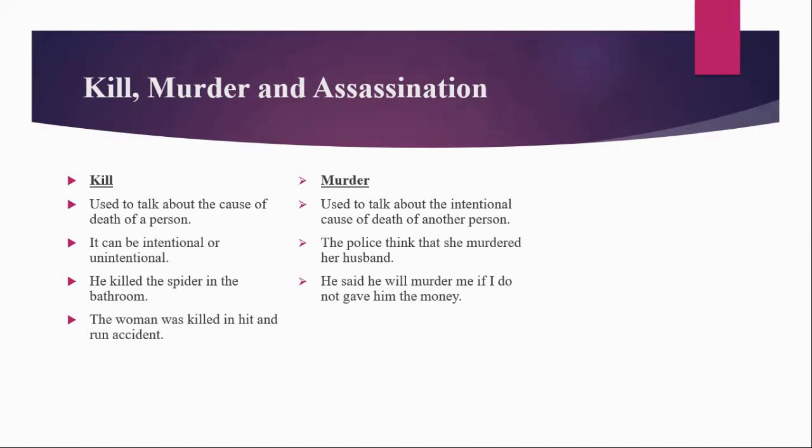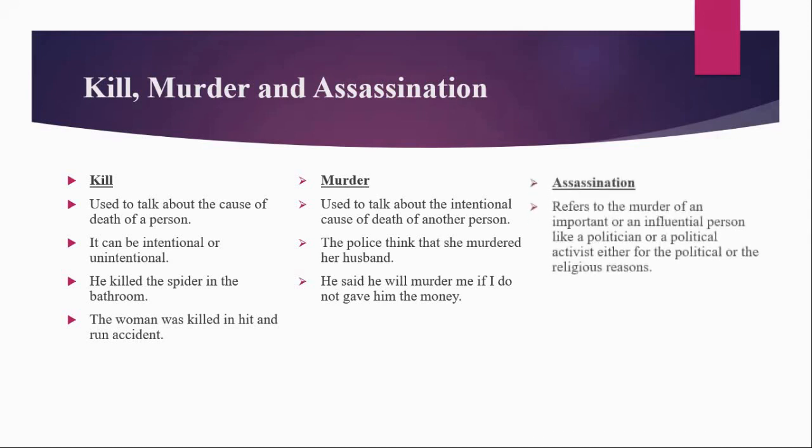Now, these two words are very different from the third word, which is sometimes considered a synonym, but has a very different connotation. When we say assassination, it refers to the murder of an important or influential person, like a politician or a political activist, either for political or religious reasons. So you cannot simply say a man in my neighbor was assassinated if that man is a common person and not a political, famous, or religious figure, right? You can't say my friend was assassinated if your friend is a common person. But if the person is famous or a political activist, then you use the word assassination.